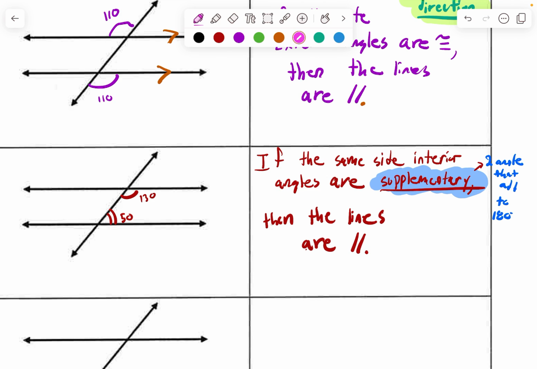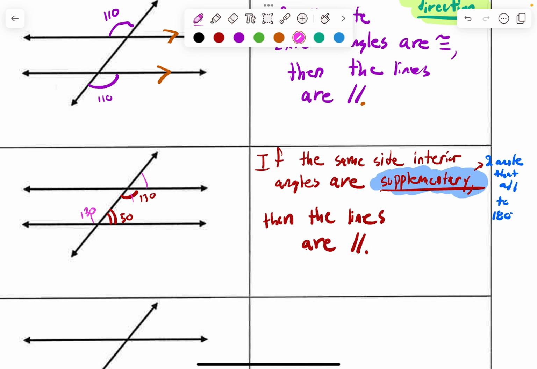Right, and that would make sense because if this is a flat line, truly a straight angle, if this is 50, then the other side must be 130. Alternate interior angle. So it's just a kind of quicker way to relate things.